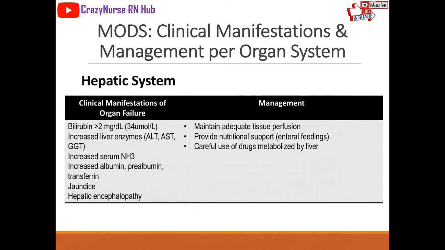Next, we have your hepatic system. This is manifested by bilirubin of more than 2 milligrams per deciliter or 34 micromole per liter. We also have increased liver enzymes, your ALT, AST, and GGT, increased serum ammonia, increased albumin, prealbumin, and transferrin, jaundice, and hepatic encephalopathy. So the management includes maintaining adequate tissue perfusion, providing nutritional support by way of enteral feedings, and careful use of drugs metabolized by the liver.